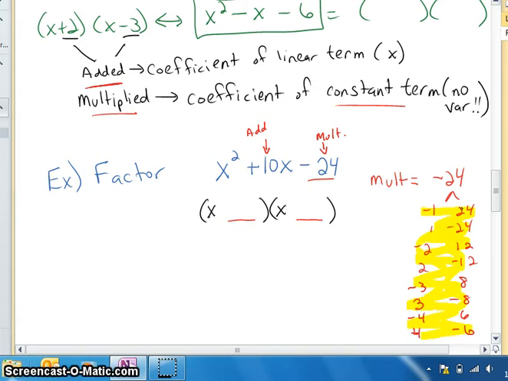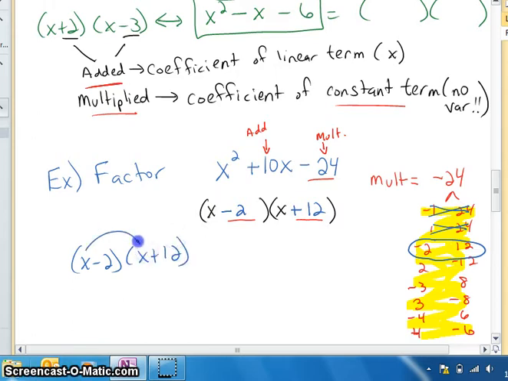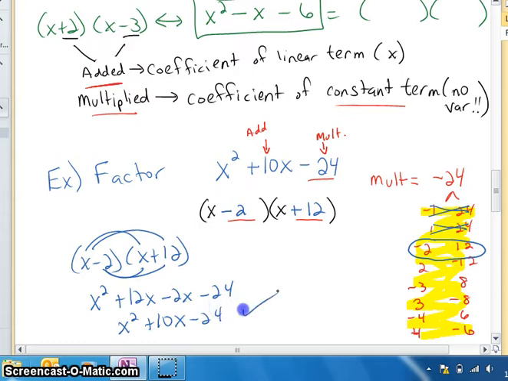So I go through the list. Negative 1 plus 24? Nope. 1 plus negative 24? Nope. Negative 2 plus 12? That's a winner. So that becomes negative 2 plus 12. To check it, I could multiply these. So x minus 2 times x plus 12. Or you can have Wolfram Alpha multiply it for you. X squared plus 12x minus 2x minus 24. X squared plus 10x minus 24. Got it.